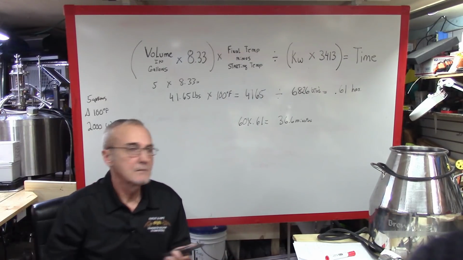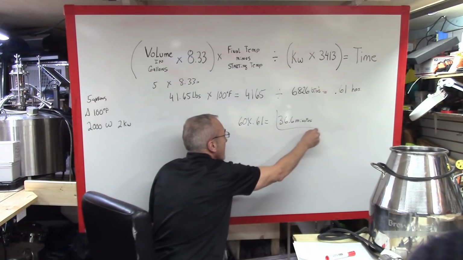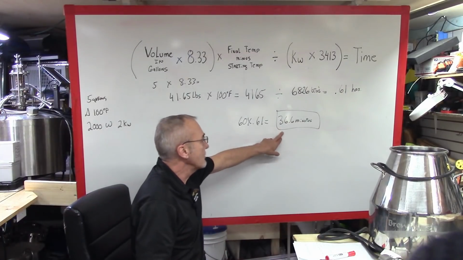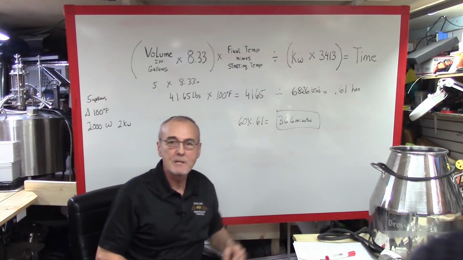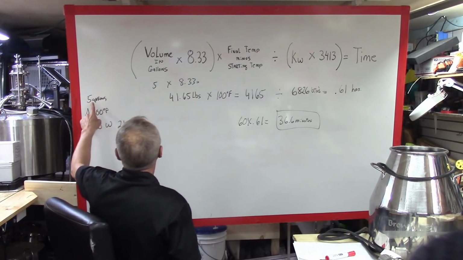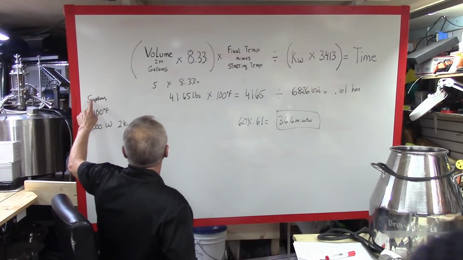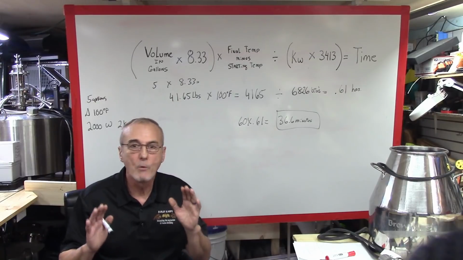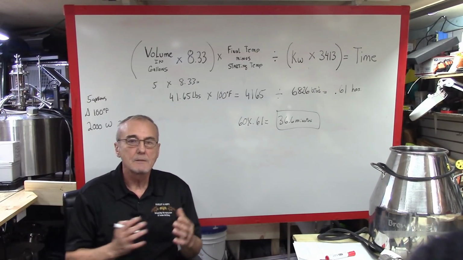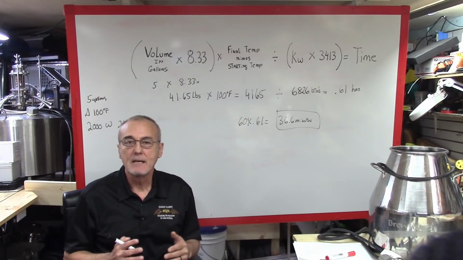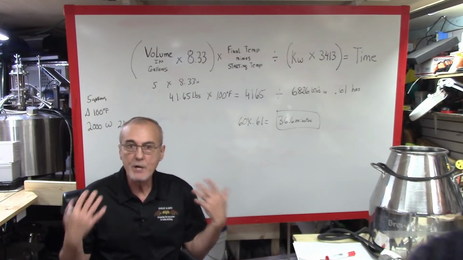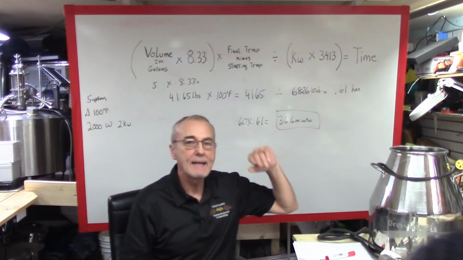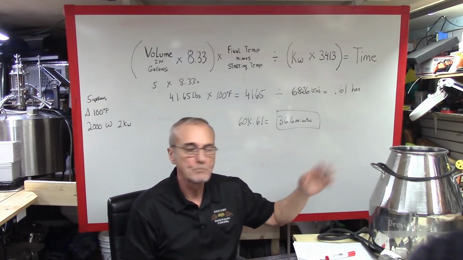Now what that tells us, this is the answer, as a matter of fact, right here, of what it should take. Remember, that end result, 36.6 minutes, is to raise 5 gallons of mash or water by 100 degrees with a 2 kilowatt element, working at 100%. Now, that negates the heat loss that we know we are going to experience. And that heat loss happens through convection.